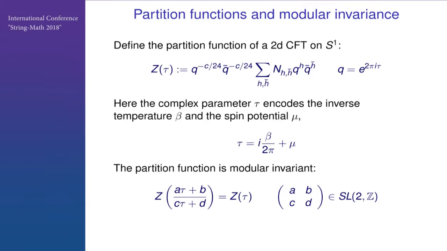When we define a partition function this way, it turns out that it has a very nice property, namely it's invariant under modular transformations. So Z of (a tau plus b) over (c tau plus d) is equal to Z of tau, as long as a, b, c, d are the entries of an SL(2,Z) matrix, that is, as long as a, b, c, d is an element of the modular group.